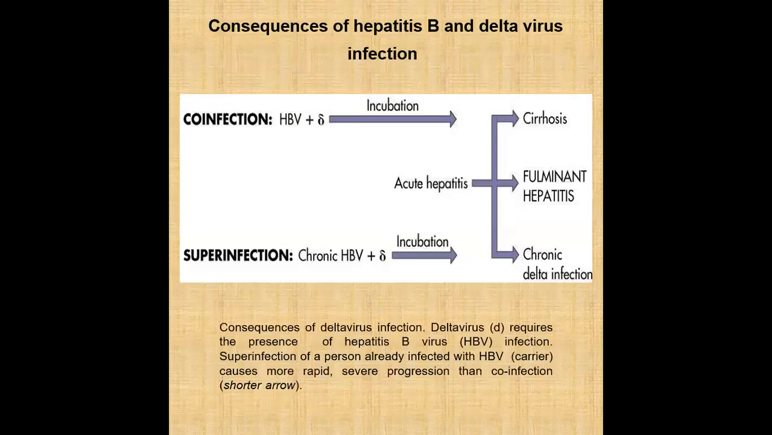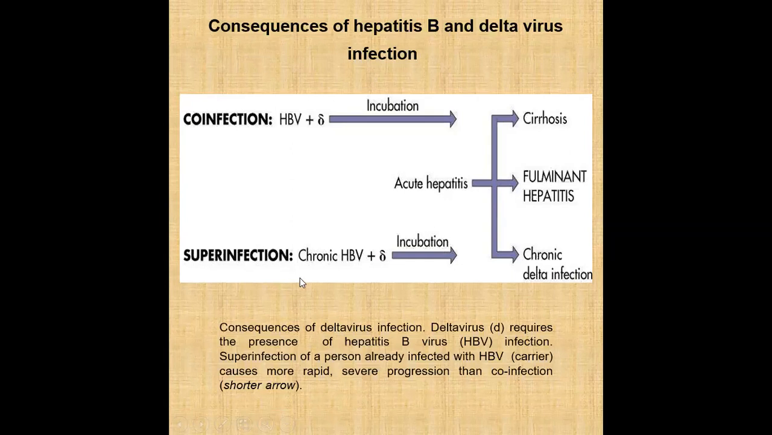Now the consequences of hepatitis B and Delta virus infection. Co-infection means initially the patient has the infection of hepatitis B virus, and in that case, if the Delta virus enters, an incubation phase is carried out, and then cirrhosis of the liver, then prevalence of hepatitis should be observed, and chronic conditions are to be observed. Sometimes it may be acute hepatitis.